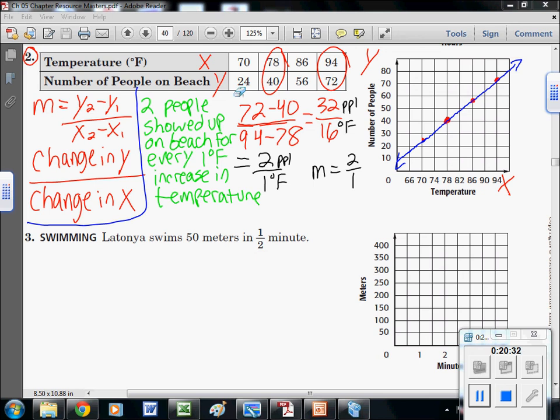Some of you who like the slope formula method may say, hey, wait a minute. If we had used these two locations as ordered pairs, if we had said 78, 40, and 94, 72, the slope formula would have been 72 minus 40 on top, because that would have been y2 minus y1. Well, hey, look what we wrote. We wrote 72 minus 40. So our intuitive way of doing that is the slope formula. The whole change in output over change in input is the slope formula. They just make it sound fancier than it really is. So on the bottom, we would have done x2 minus x1.